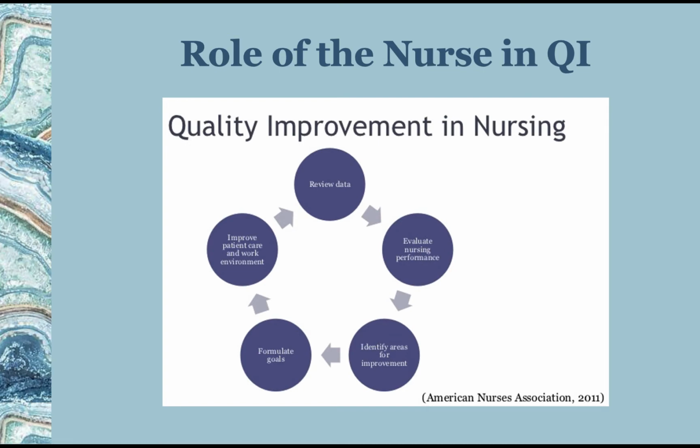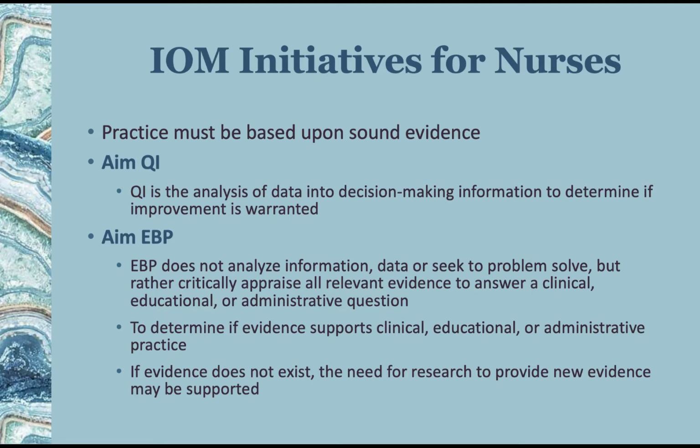And then we want to use feedback and dissemination of those results. So whatever QI project you're working on, you want to make sure that you share those results with other colleagues, other institutions. That's how you get into publishing and other things of that nature. The IOM initiatives for nurses is that nurses' practice must be based on sound evidence. So our textbook talks a lot about differentiating between quality improvement and evidence-based practice, but we're just going to go over the aims of each one to make sure you understand the differences.